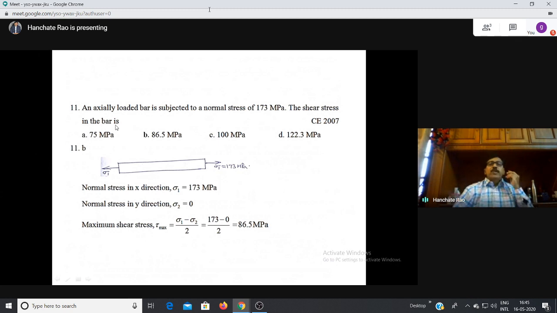An axially loaded bar is subjected to a normal stress of 173 megapascals. The shear stress in the bar is very simple, and there is no other stress. It's the uniaxial stress. Okay, there is a uniaxial stress.